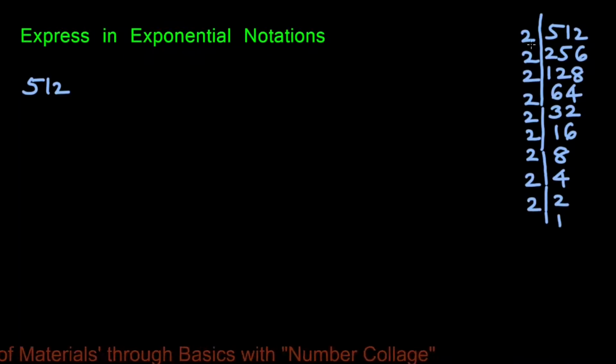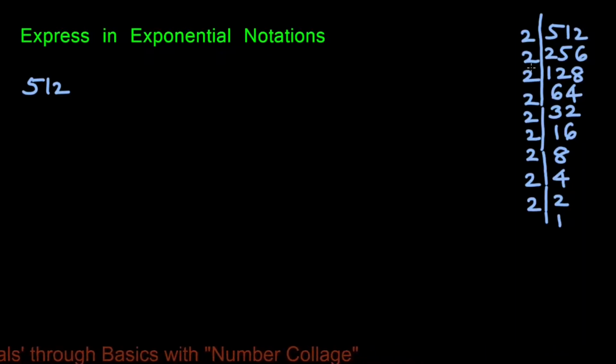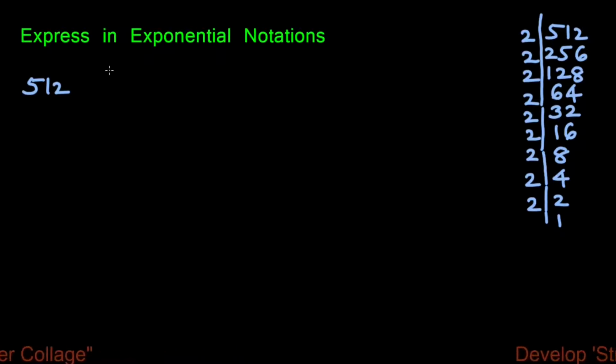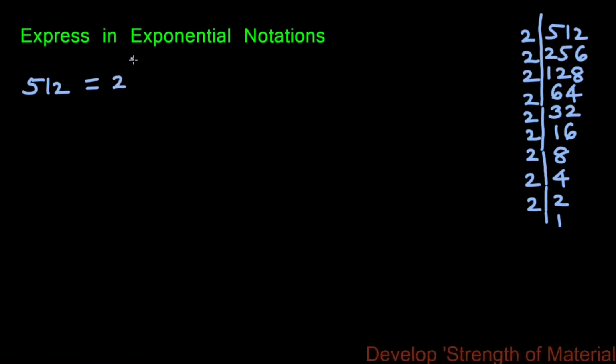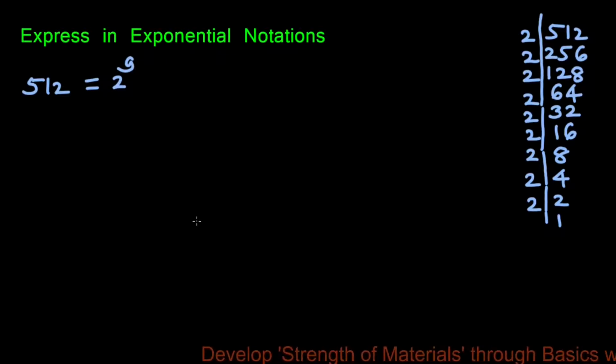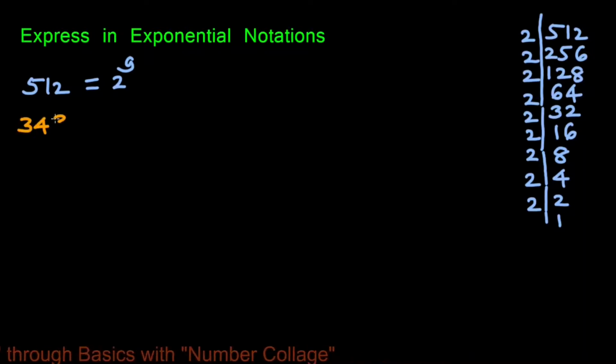So here 2 is multiplied 1, 2, 3, 4, 5, 6, 7, 8, 9 times. So we write 512 as 2 raised to 9. So this will be its exponential notation. Next is 343.